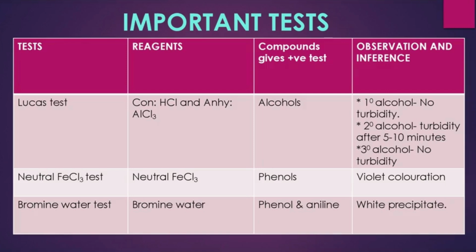The next test is the bromine water test. Phenol as well as aniline gives the bromine water test, and the observation will be a white precipitate. In the case of phenol, the product will be 2,4,6-tribromophenol, and in the case of aniline, 2,4,6-tribromoaniline. In both cases, the precipitate's color will be white.